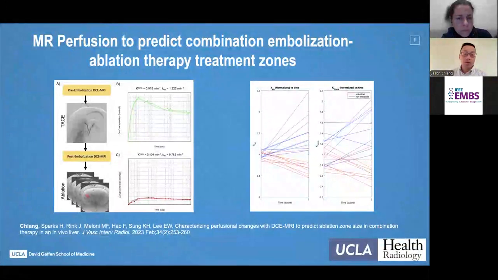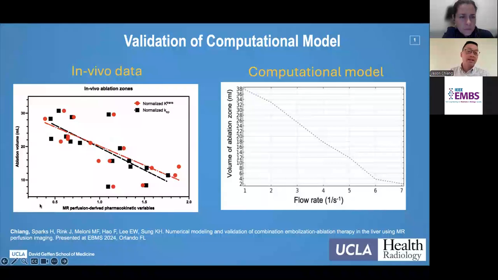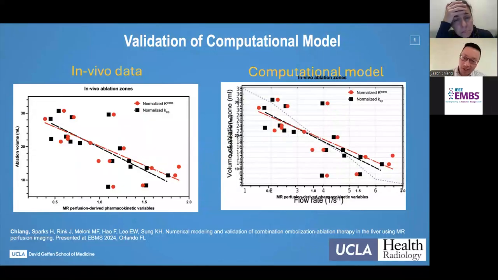And this is more about the MR perfusion, showing that you can characterize a dynamic enhancement curve, time and contrast. You can see that this is pre-embolization and this is post-embolization. So there's slower blood flow going into the tumor. And what we're able to show here, like the prior graph I showed with the 4D flow, is that when you have more and more perfusion on the y-axis, your ablation volume will get smaller. When you compare this with the computational model, it actually matches up okay, but at least the trend is there.